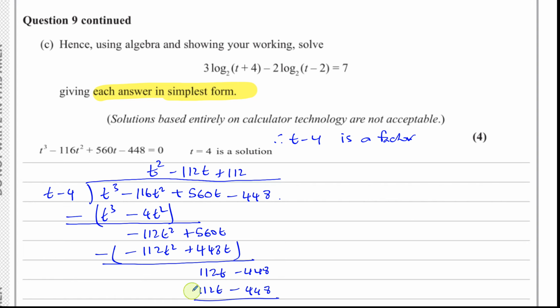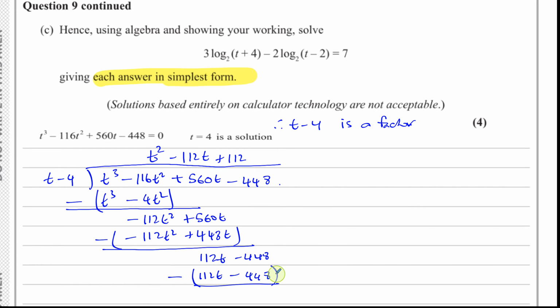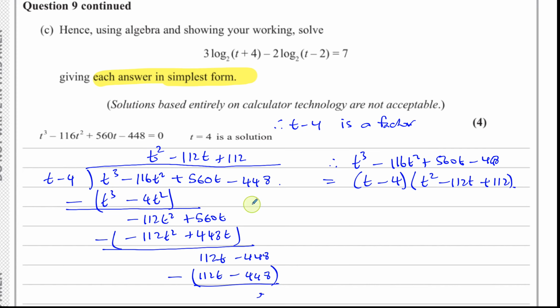So we see here we have a remainder of 0, which is what we should get, because there's no remainder. Therefore we can say the other factor is t squared minus 112t plus 112. So we can say that t cubed minus 116t squared plus 560t minus 448 is the same as t minus 4 times t squared minus 112t plus 112. And then we can proceed to solve it.